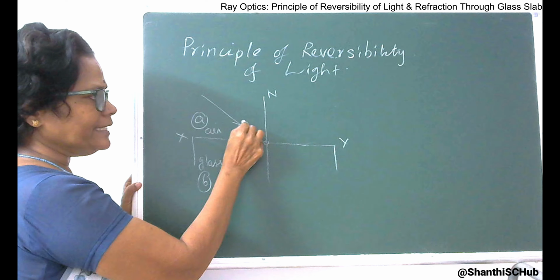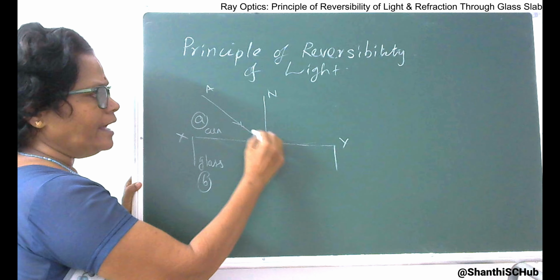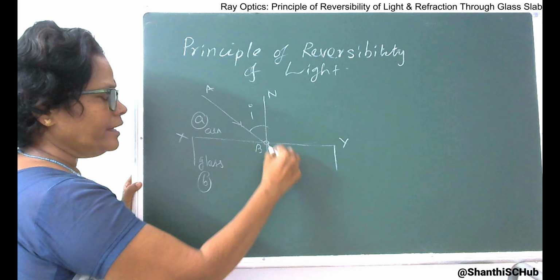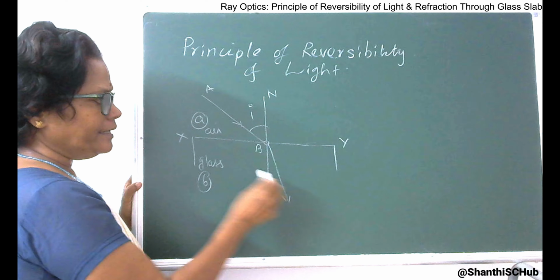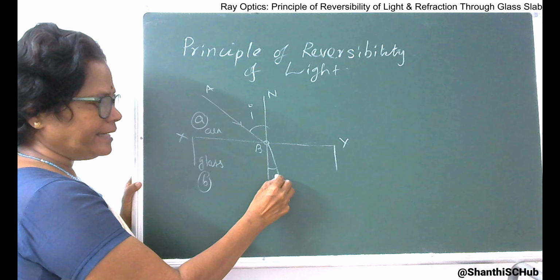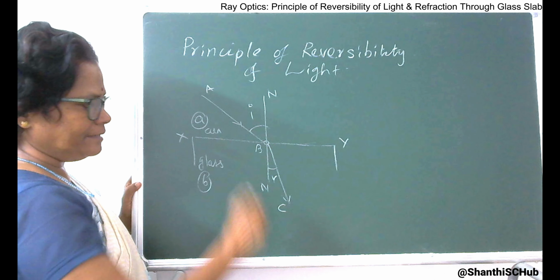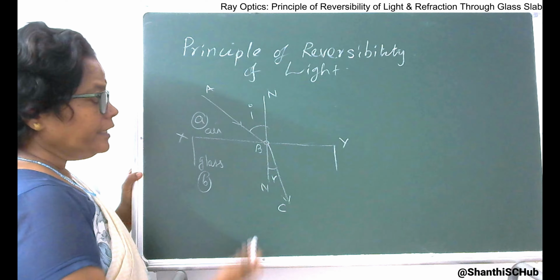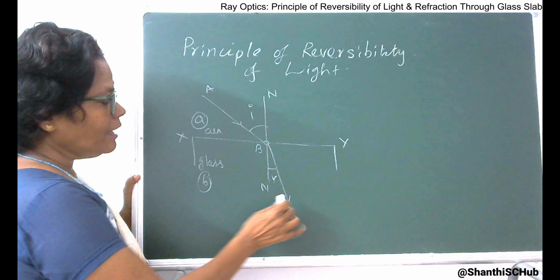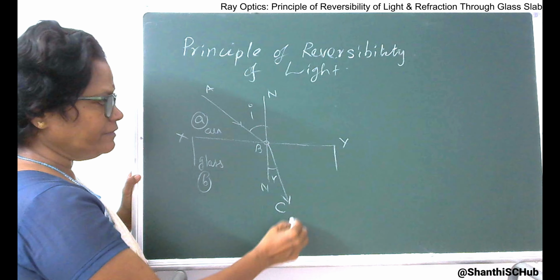I take one incident ray, name it AB or PQ, any letters you can use, and it makes some angle I with the normal, and it undergoes refraction towards the normal. Ray direction is very important. BC is the refracted ray making angle R with the normal inside the denser medium. It may undergo one more refraction through one more medium also, but at last when it goes from A to B, it is called the onward journey.